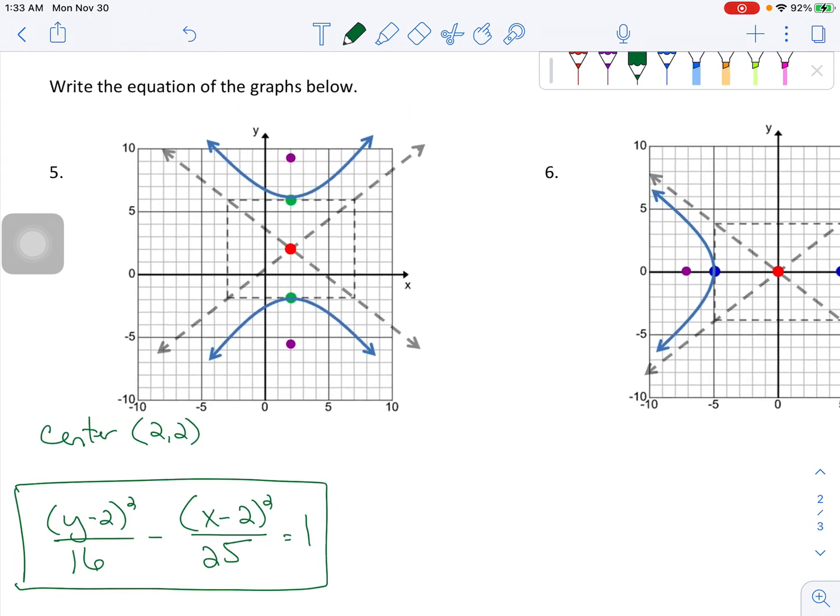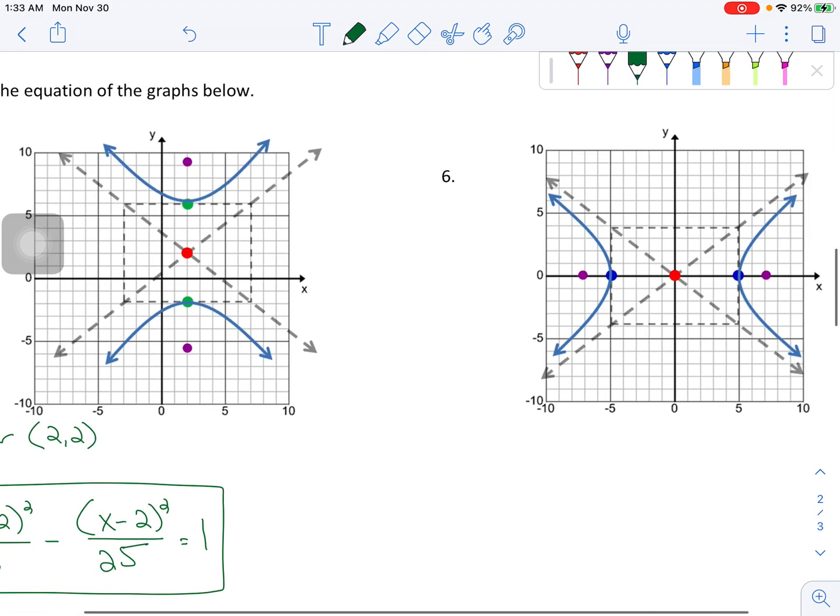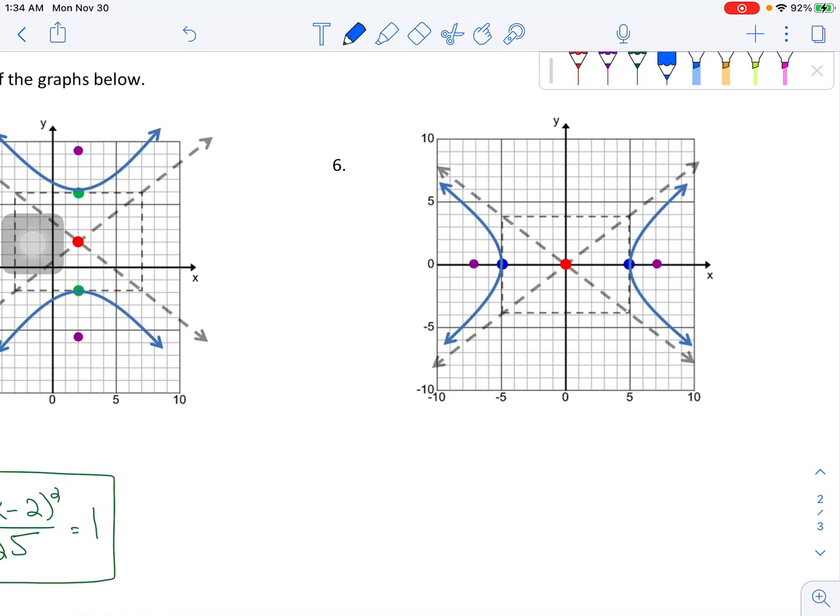There was nothing to say what form it is. Standard form is absolutely okay, and standard form is what is written in. So problem number 5 is done. Let's go ahead and slide on over to number 6.